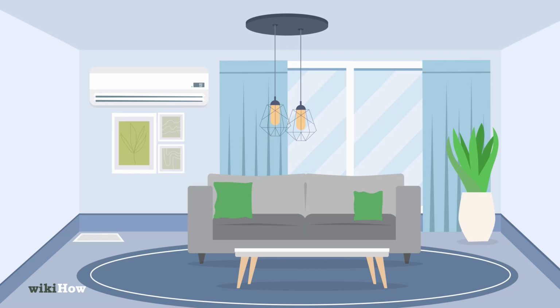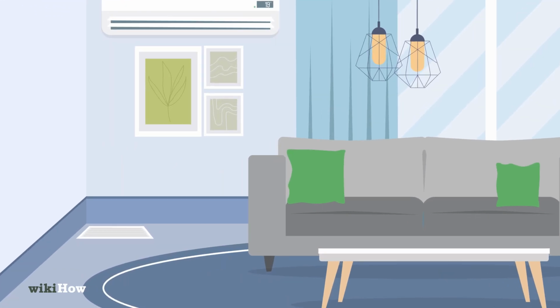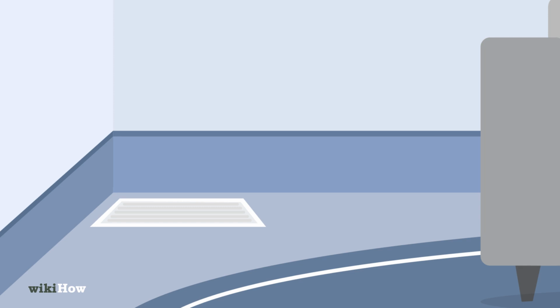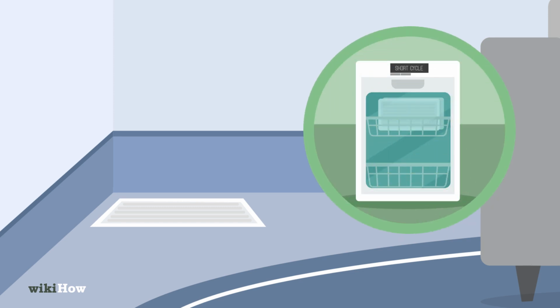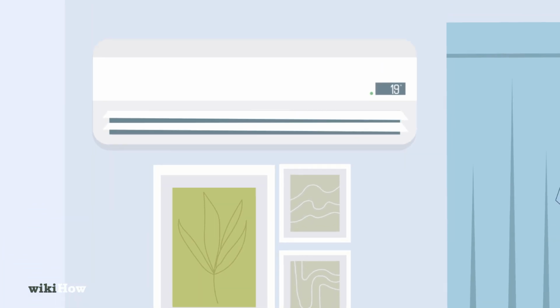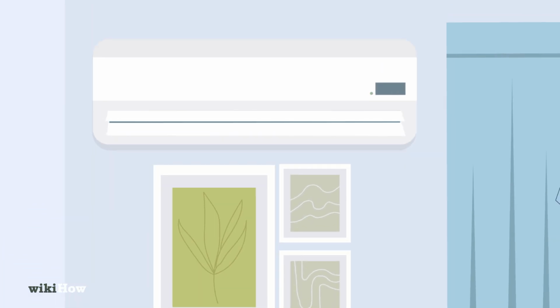No matter how clean your home is, floor vents will collect dirt and dust over time. You can clean them using a dishwasher or manual methods, but be careful not to damage them. Turn off your ventilation system before cleaning to prevent spreading dust.